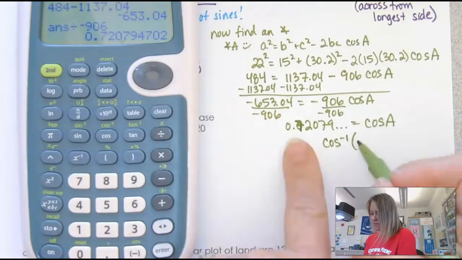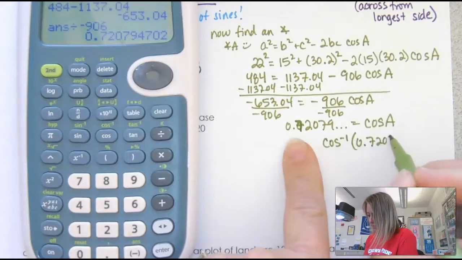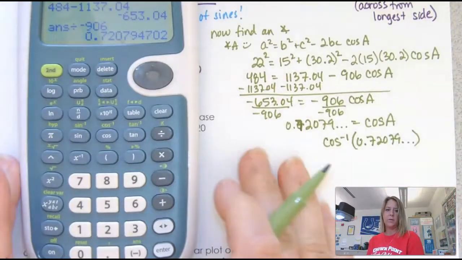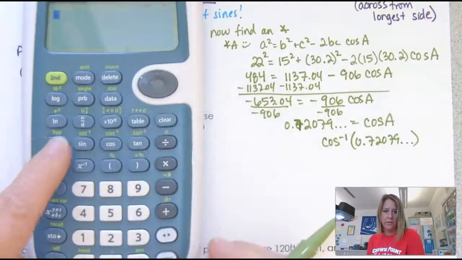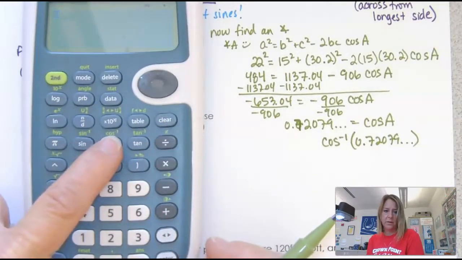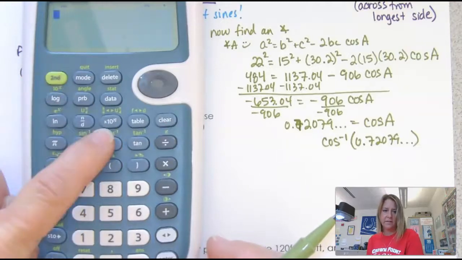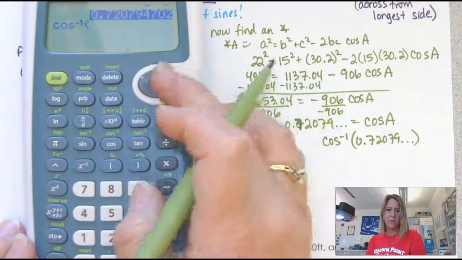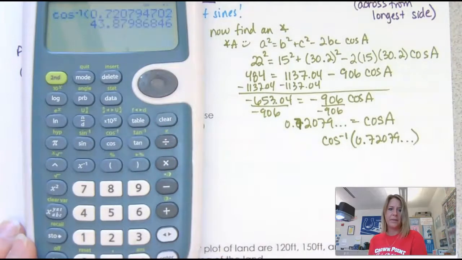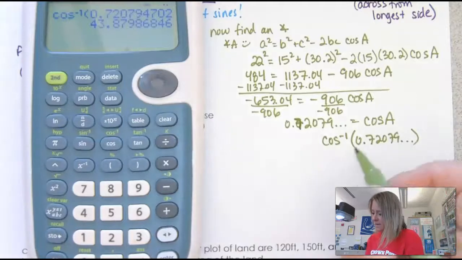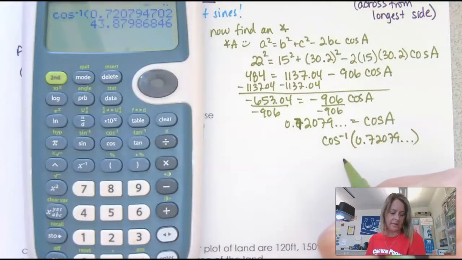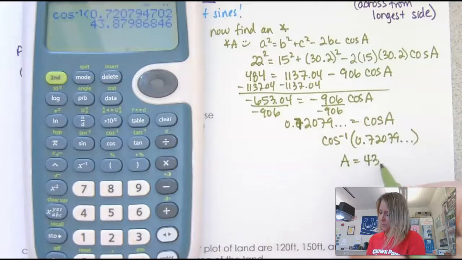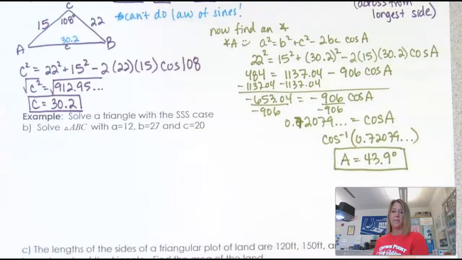Cosine of this number, 7207. The way I'll do that on the calculator is, if you look at cosine, right above it is where those inverses arcs are. So second cosine, I've got that there. Probably shouldn't have cleared that out. There's that number, it's still up. So I went up, hit enter again, and it's 43.9. So angle A is 43.9 degrees.